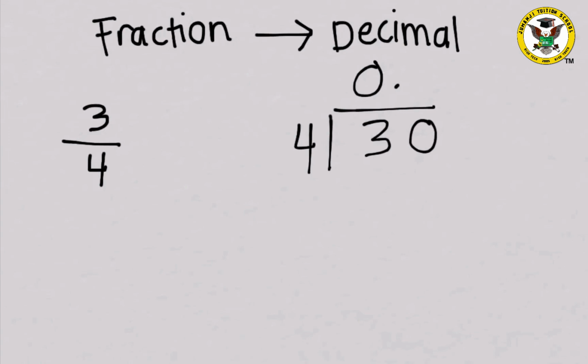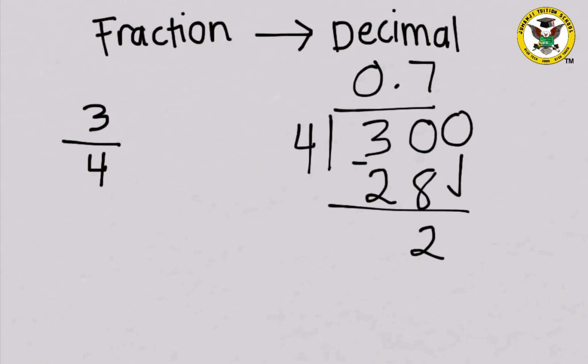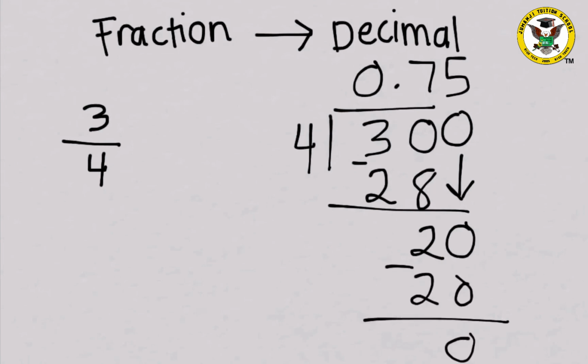Next, 30 divided by 4, we can use 7, which gives us 28. And then you minus. So since this is already in decimal form, we can add zeros as we like. So 20, 5, and then 0. So the final answer here is 0.75.